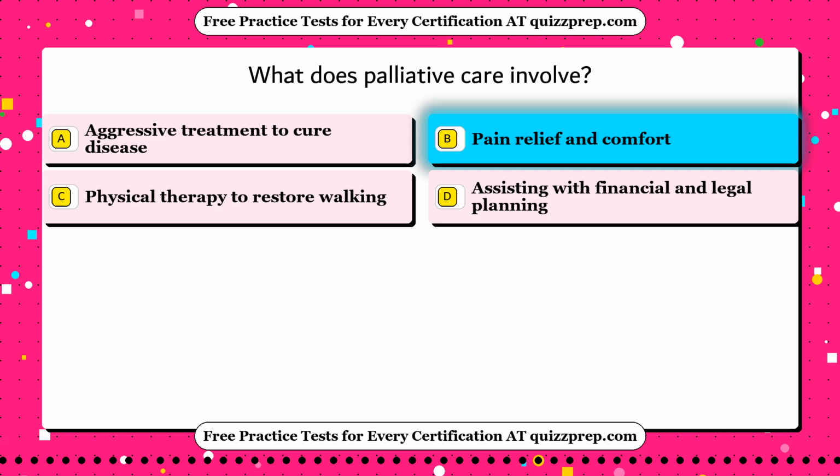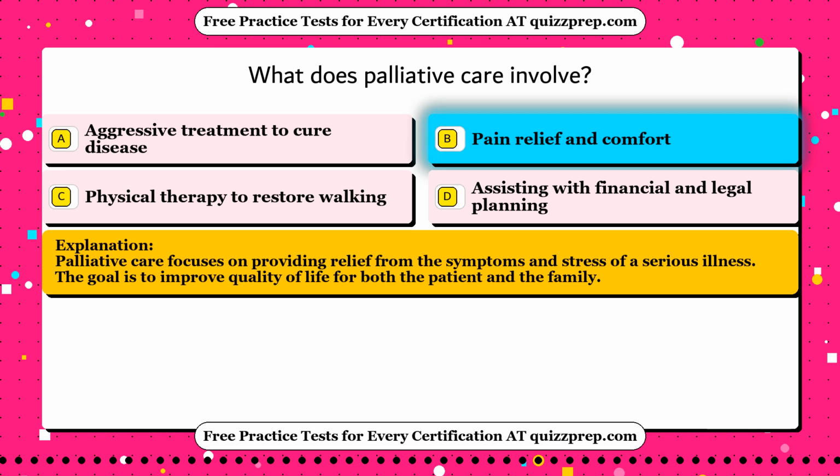The correct answer is Option B, pain relief and comfort. Palliative care focuses on providing relief from the symptoms and stress of a serious illness. The goal is to improve quality of life for both the patient and the family.